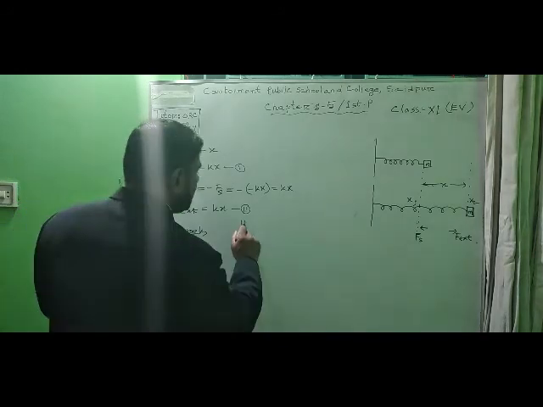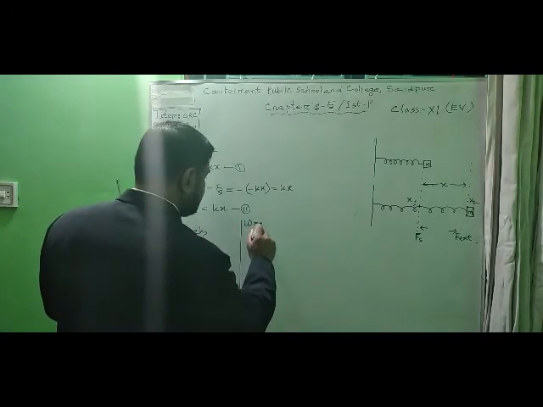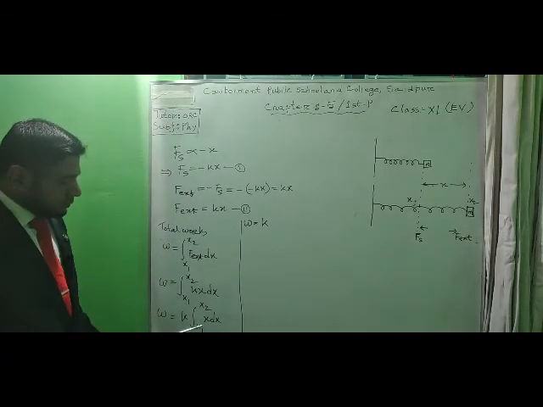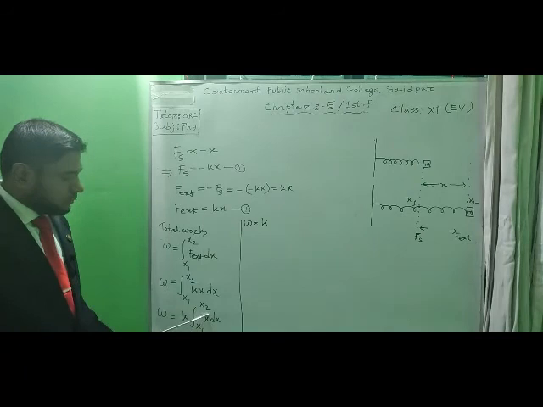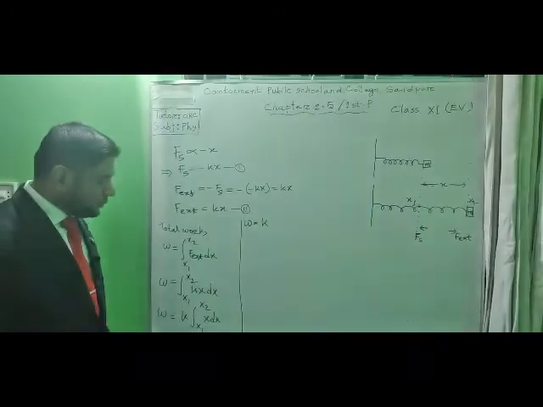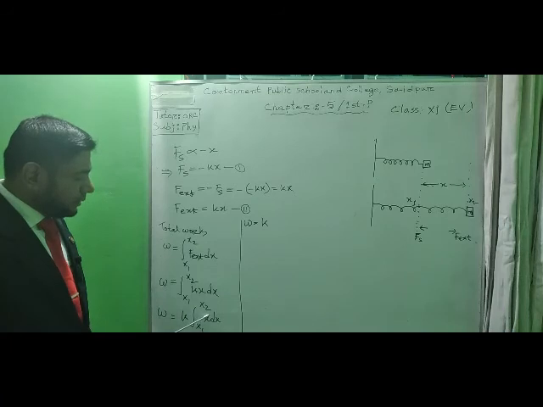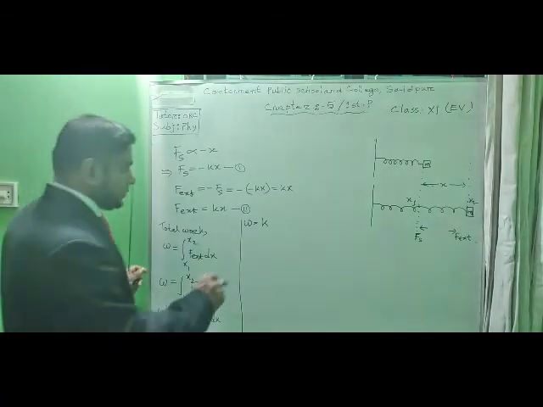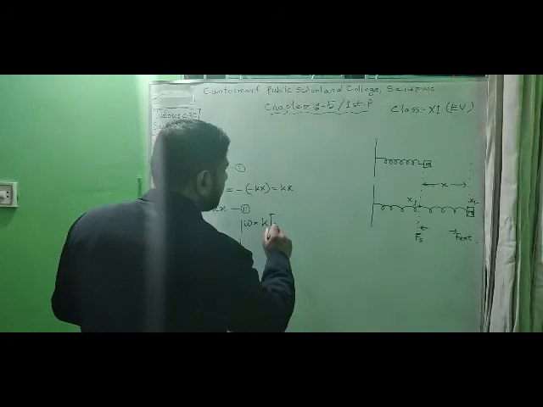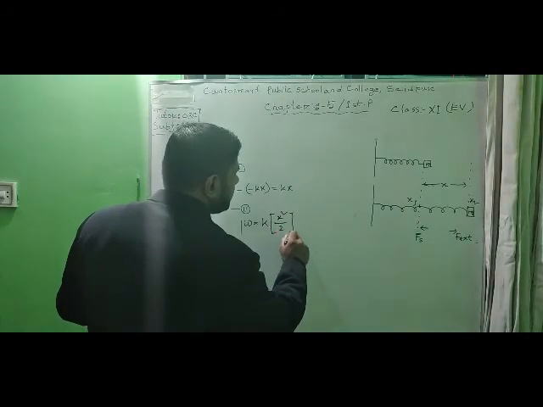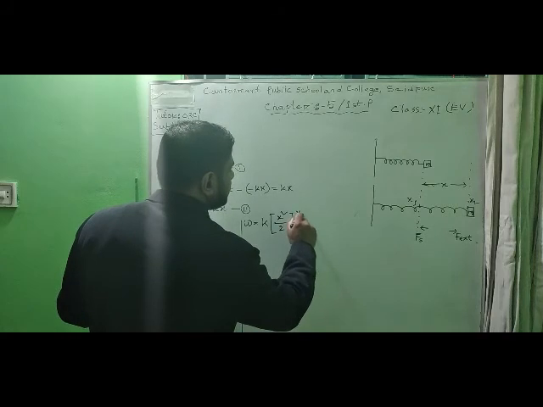Again, the work W equals k, and let us complete the integration. Here x is to the power 1, so according to the formula we know x to the power n plus 1 by n plus 1. Here n means the power is 1, so 1 plus 1 by 1 plus 1. So here the power will be x square by 2, with lower limit x1 and upper limit x2.